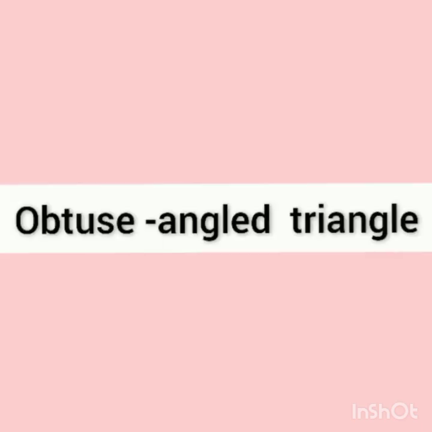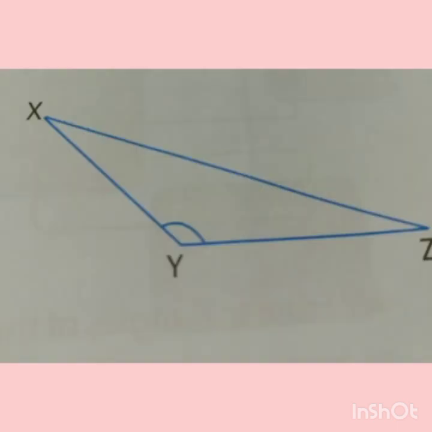Next, the obtuse angled triangle. A triangle is called an obtuse angled triangle, or an obtuse triangle, if one of the angles is obtuse. In triangle XYZ, angle Y is an obtuse angle. So, triangle XYZ is an obtuse angled triangle.